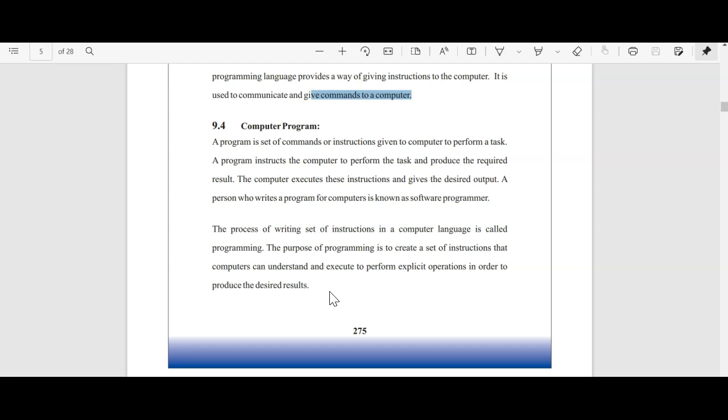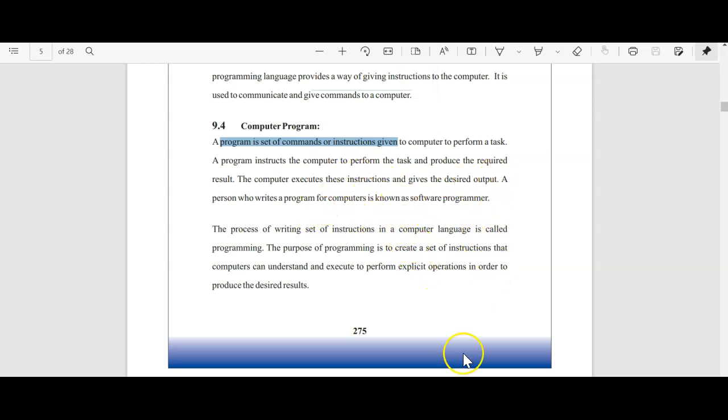What is software? Software is a set of instructions. You saw the picture of the globe, it starts with the instructions. A set of instructions becomes a program, and a set of programs becomes software. So a program is a set of commands or instructions which we give to the computer to perform some specific task. A program instructs the computer to perform a task and produce the required result. This is the basic principle of any computer program.